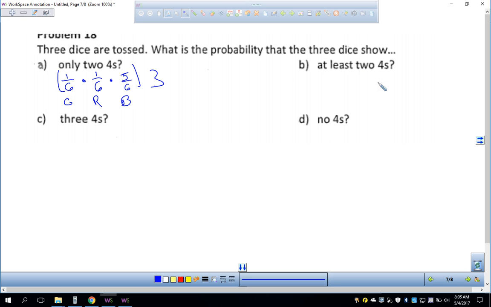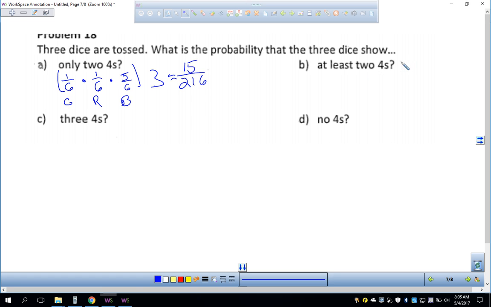Okay? At least 2 4s. If I want to get at least 2 4s, I can get this. So this probability, if I multiply this out, is 15, right? 3 times 5 is 15 over 6 times 6 times 6. What's 6 times 6 times 6? I'll tell you, it's 216, okay?